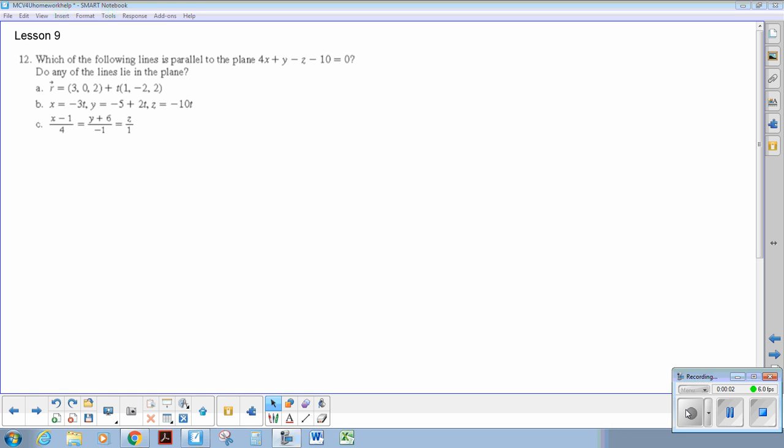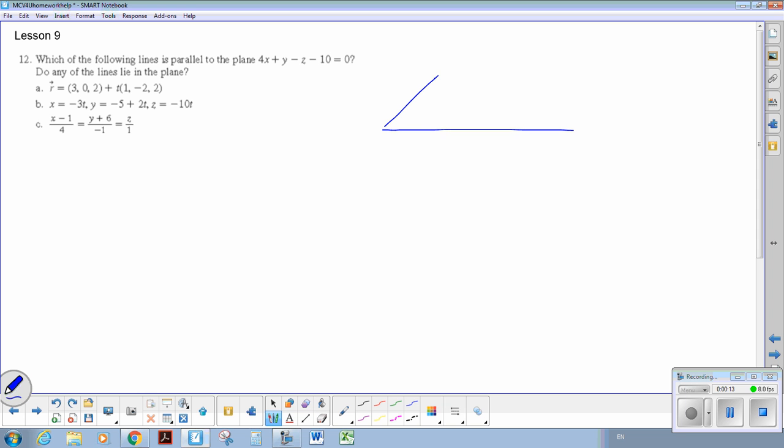Okay, a question about number 12 from lesson 9. Which of the following lines is parallel to that plane, and do any of them lie on the plane? So, let's talk about what that equation of a plane gives us in terms of information.